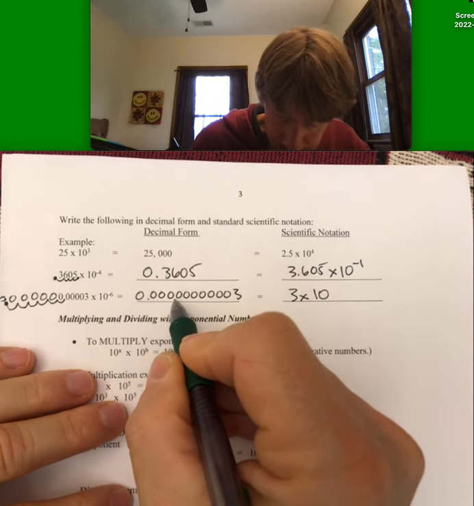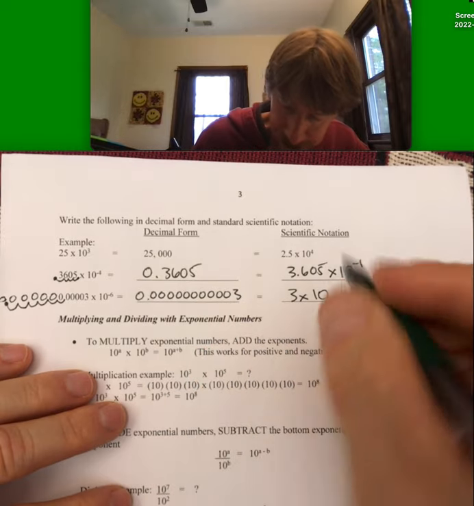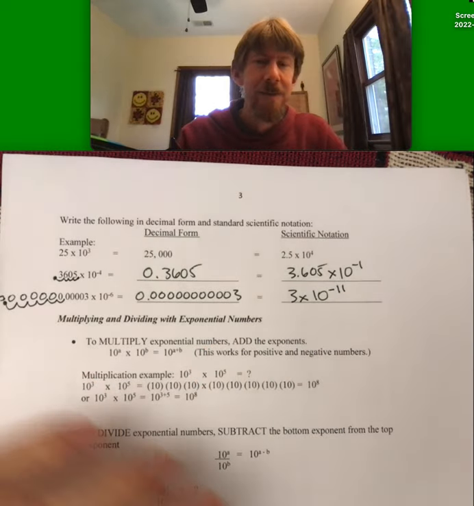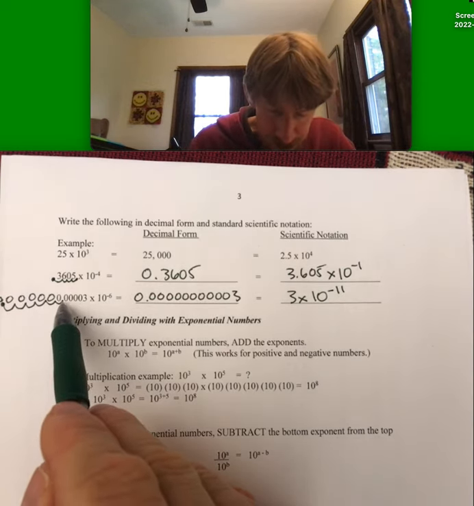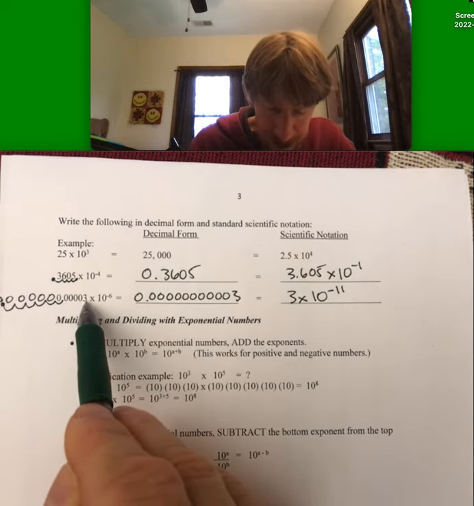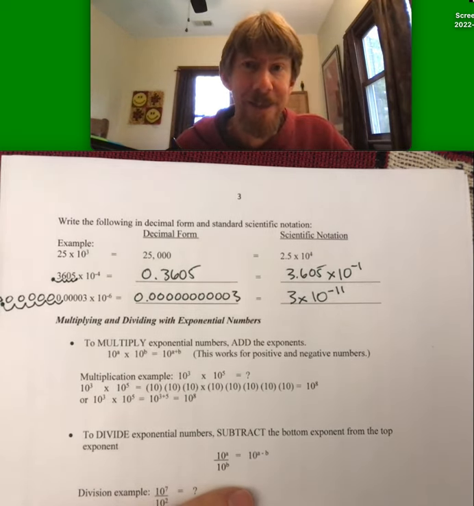1, 2, 3, 4, 5, 6, 7, 8, 9, 10, 11. Times 10 to the minus 11. And hopefully that makes sense, because we had 1, 2, 3, 4, 5 there and minus 6 there. So I think that generally makes sense.